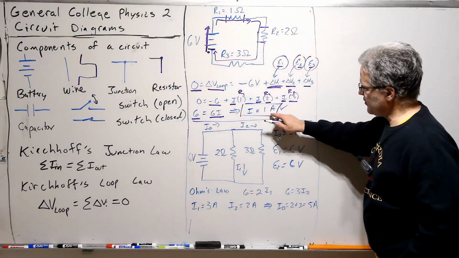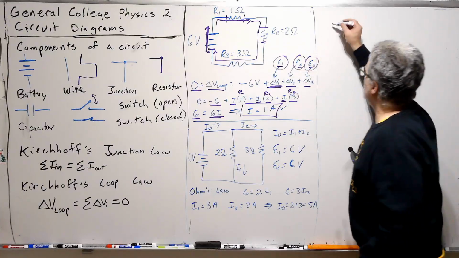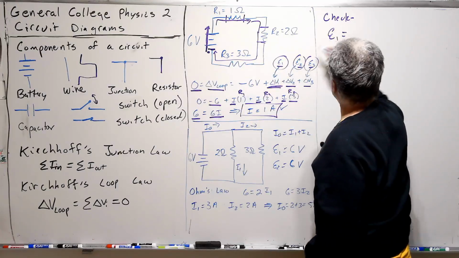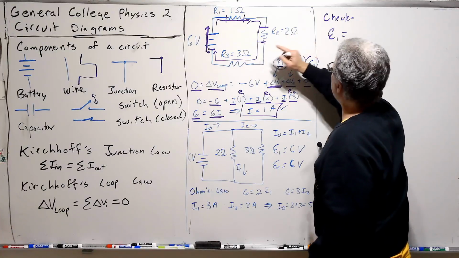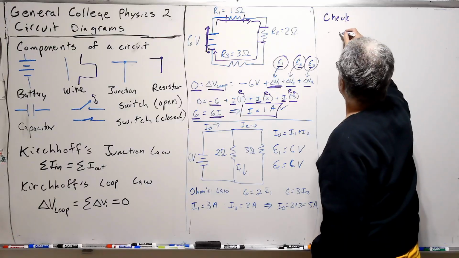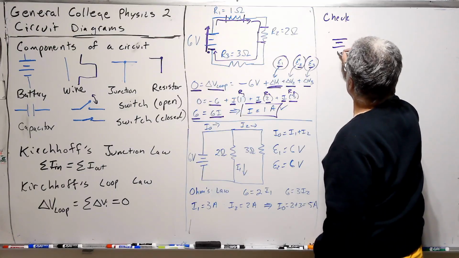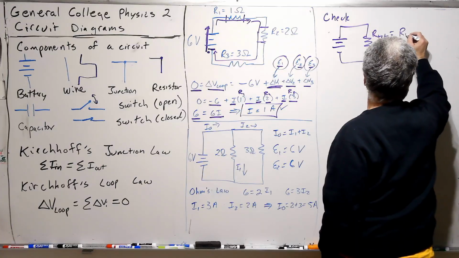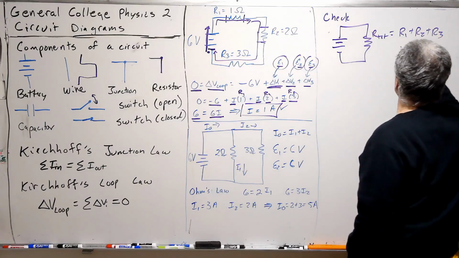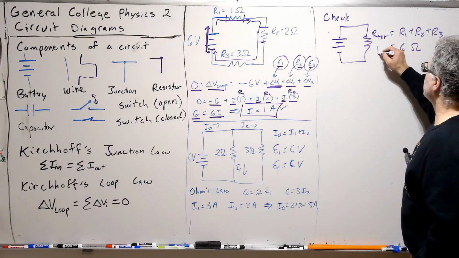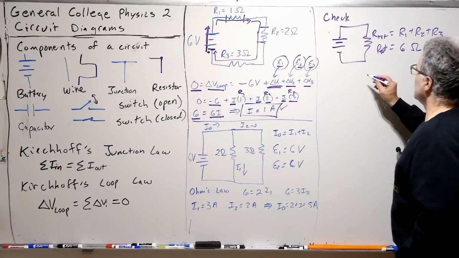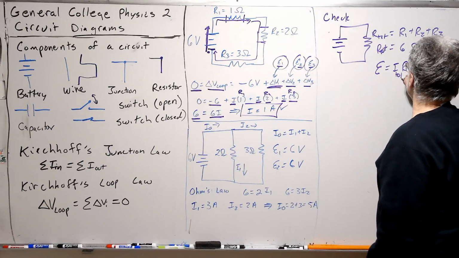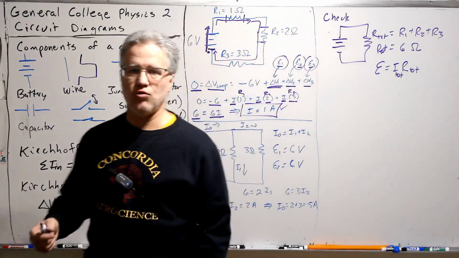Now let's go ahead and check this with Ohm's law. Actually, let's check this with our old method, the method we learned from last time. This will be a good review. So we'll come here. This will be total. So that's going to be 6 ohms. So E equals I R total. So we're applying Ohm's law here globally.